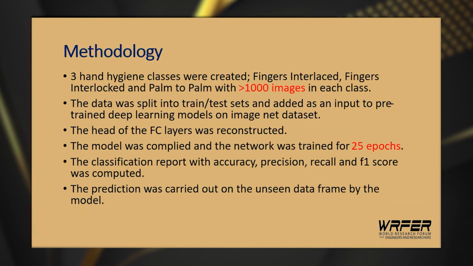The methodology is to create the dataset manually. Then the data was split into a training and testing set based on a 75 and 25% ratio. After that, we fed the model and the head of the fully connected layer was reconstructed. The model was compiled for 25 epochs, meaning training steps. After that, using sklearn, a high-level library, we computed the classification report that gives us the accuracy, precision, recall, and F1 score. Then the prediction was made on new data that wasn't fed into the network, in order to see if the predictions are right.